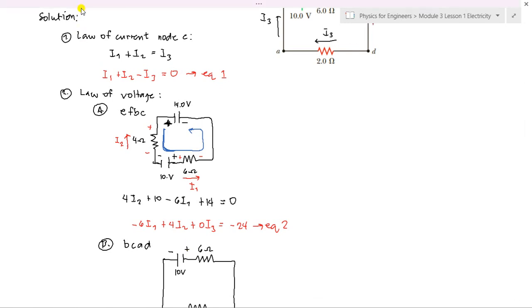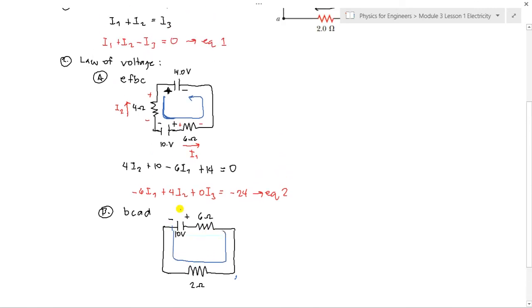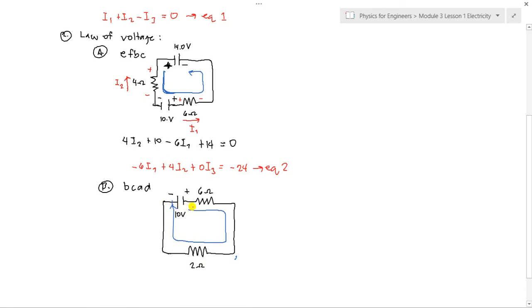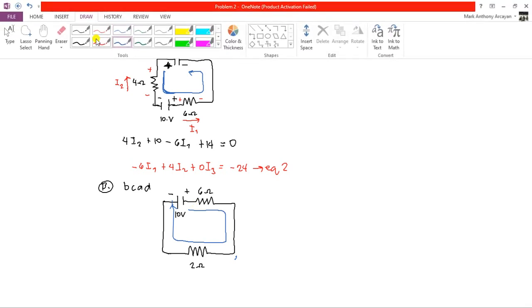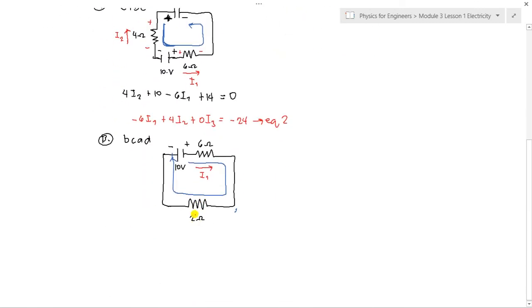So again, we follow our loop analysis. In our loop analysis, starting from positive, the current travels, meets the 6 ohm resistor, passes through, then returns to the negative. So here, the direction of the current at the 6 ohm resistor is the same as the direction of the loop. This would be I1. For the 2 ohm resistor, it is also in the same direction. This is I3.